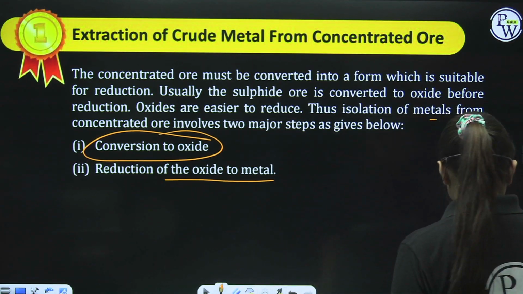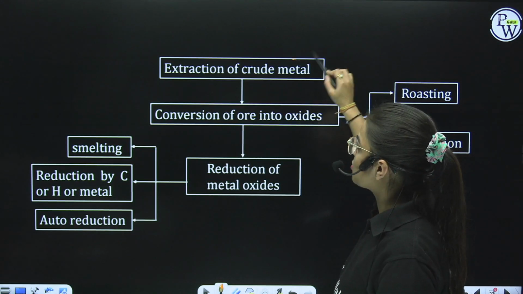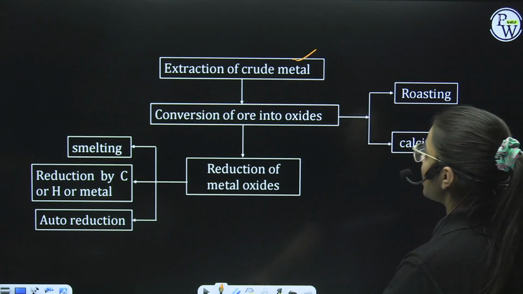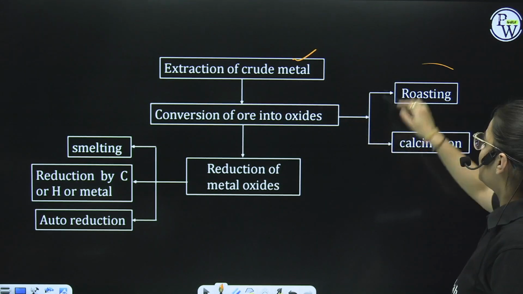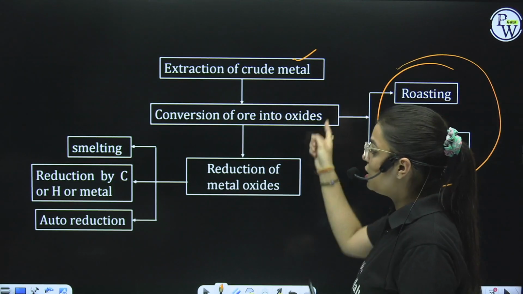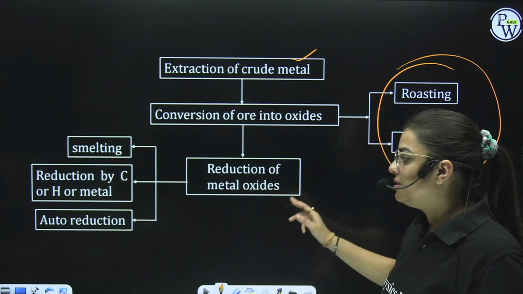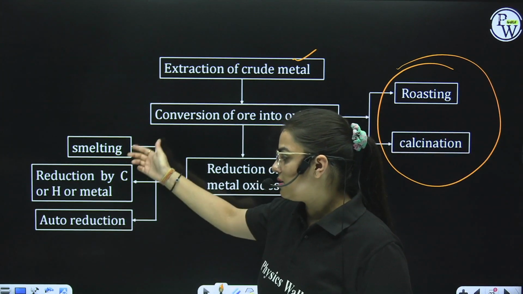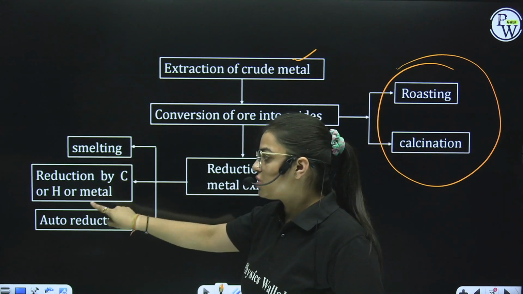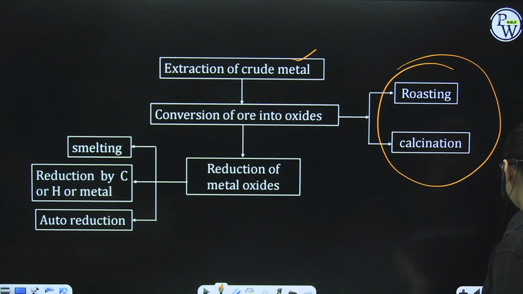Clear, everyone? Okay. Now this is basically what is happening: extraction of crude metal. How will you extract? Conversion of ore into oxides, either by roasting or by calcination. When you do the conversion of ore into oxide, then you have to do the reduction of that metal oxide, and that reduction can occur by three methods: smelting, reduction by carbon, hydrogen, or by metal, or by auto reduction, that is self reduction also.